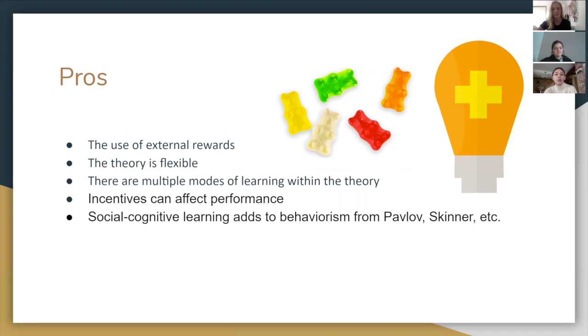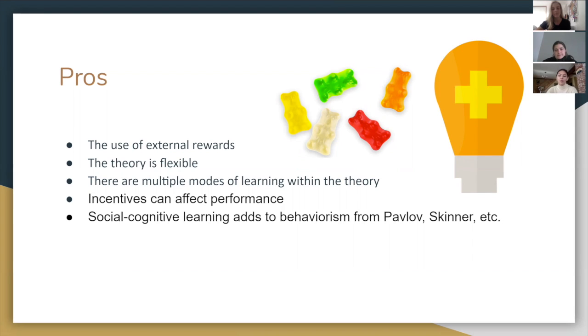It could be through direct experience, like active learning, or through observational learning, observing others through social norms. Incentives can affect performance as well, so that again could be a pro or a con. For example, if a student is watching their parents smoke or swear, they're probably not going to do that behavior because they've seen the consequence of it. Lastly, social cognitive learning adds to behaviorism from Pavlov or Skinner, showing that there is more than one way to learn than just operant and classical conditioning.